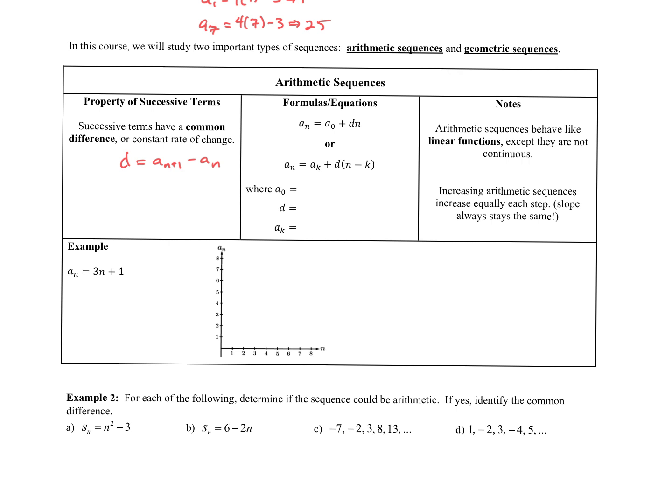Okay, and so then formulas and equations. This is how you might have it in this year, and it's formed in different ways. So a sub n is equal to our 0 term plus d, our common difference, times n. However, we're going to mostly spend our time with this function here. So a sub n is equal to a sub k plus d times n minus k.